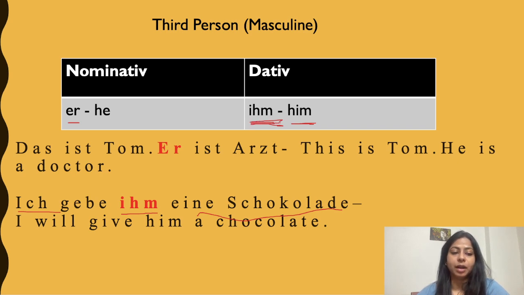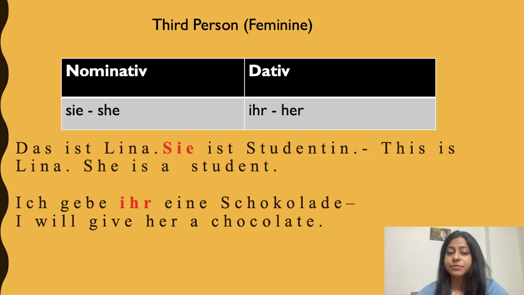Okay. Now, moving on. Third person feminine. Sie with small s, and the dative personal pronoun for sie is ihr, which means her. Now here the i will be small, unless the sentence begins with ihr, in that case the i will be capital, but here it will always be small. Das ist Lina, sie ist Studentin.